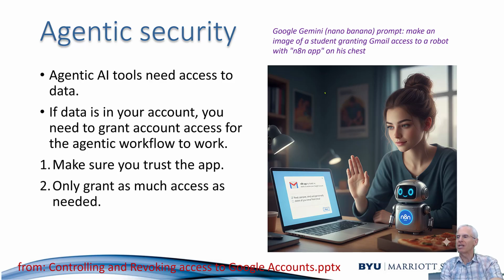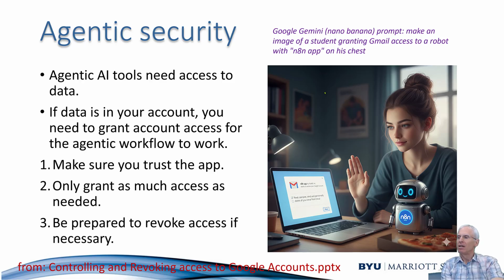Make sure you trust the app. Only grant as much access as needed. This is kind of some rules of thumb here. Okay, so sometimes some apps that I've seen, you need it to access your Gmail. It'll say, can I access everything about your Google account? And I say, no, you can't. You can only access my Gmail. Be prepared to revoke access if necessary. So you can go into your settings of your Google account and you can revoke that access and delete the access so that Zapier can no longer access that. So it's just kind of an idea of how these things work with agentic workflow.